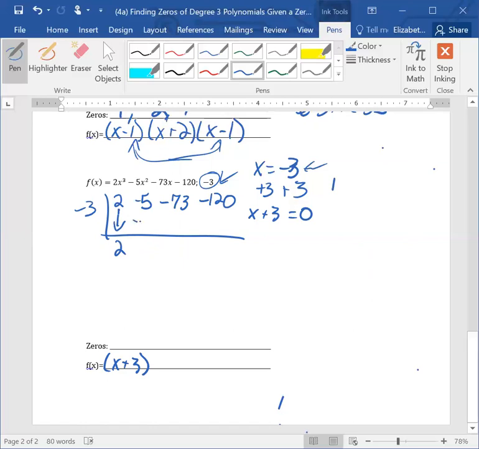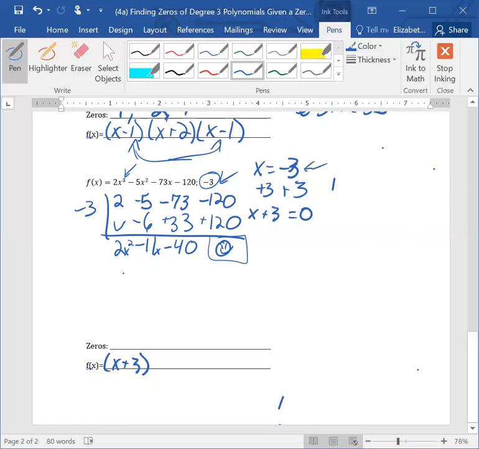Negative 3 times 2 is negative 6. Negative 5 plus negative 6 is negative 11. Negative 11 times negative 3 is a positive 33. Negative 73 plus 33 is a negative 40. Negative 40 times negative 3 is a positive 120. Negative 120 plus 120 is 0. Yay! We ended up correct. So they already told us this was a 0 and it was a factor, so we are looking for that remainder of 0. Okay, so this is an x cubed, so we're going to start out with an x squared, then an x, then our constant.